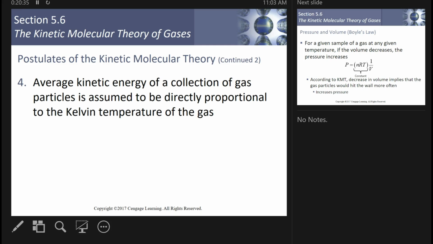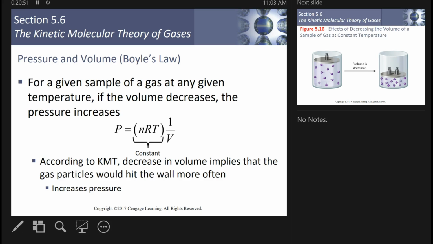Because that's the movement, right? The faster they move, the higher the temperature. Because the faster they move, you're going to see a higher temperature. Right? They take up a lot more space.